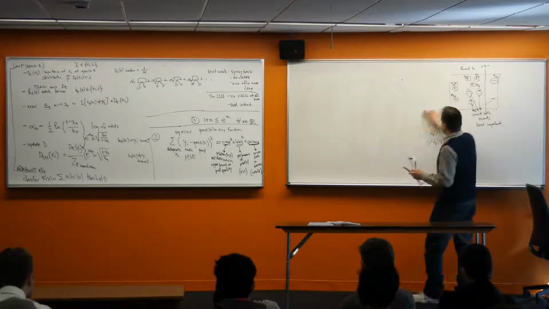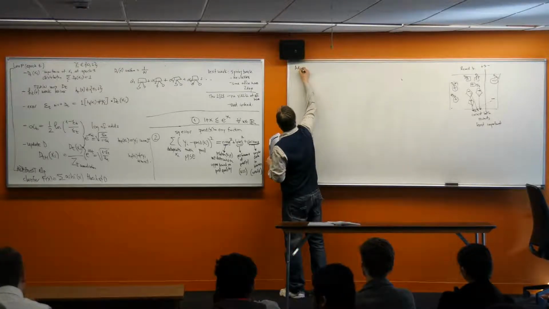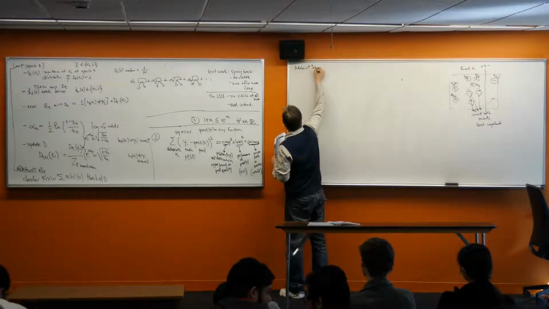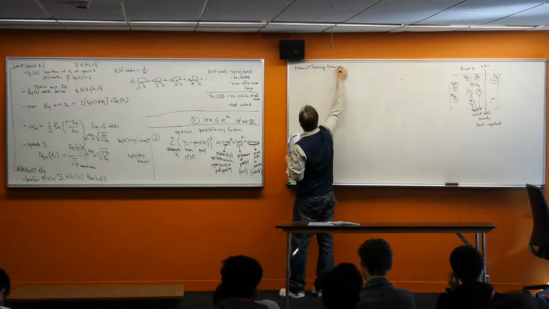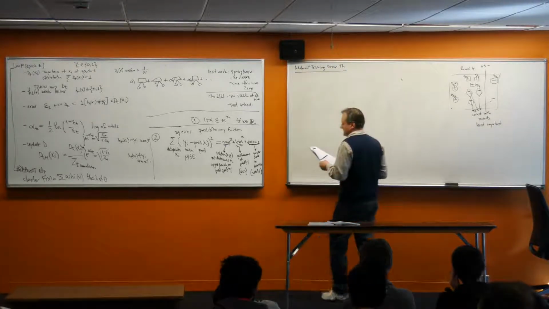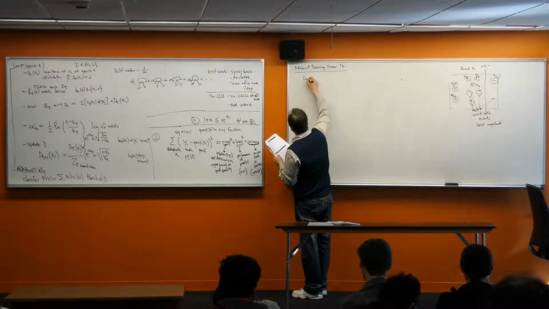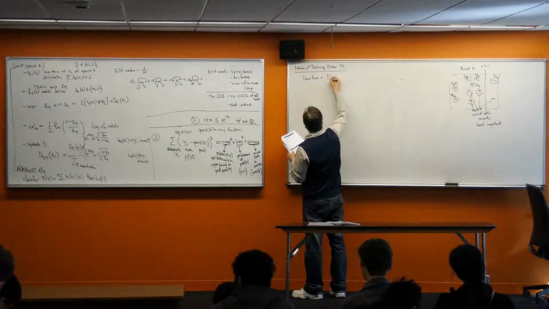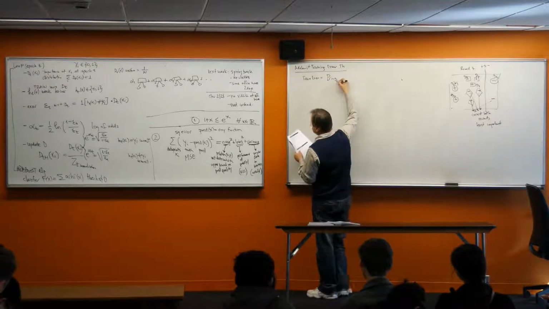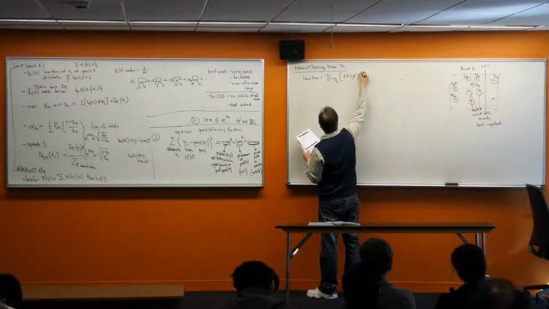So let me answer the question once I write the theorem down on the board. AdaBoost training error theorem. It says the training error is measured as the probability with respect to the initial distribution D1 of f of x being different than y, right?